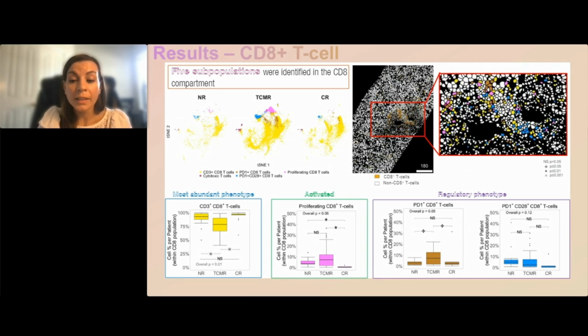And again, here you can see the distribution of those 5 subpopulations within the tissue. The most abundant phenotype identified was the CD3-CD8 T-cell, while proliferating CD8 T-cell was predominant in TCMR. And finally, we saw some differences in the distribution of 2 PD-1 CD8 T-cell populations.